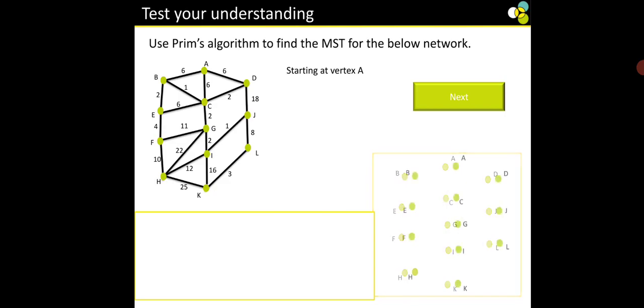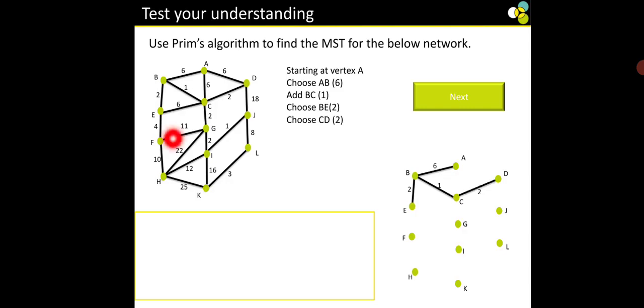Same here, we will automatically start with A. Then A to B is 6. Then B to C is 1. Then next we are going to choose B to E. B to E is 2. Then next we are going to choose C to D. C to D is 2. Next we are adding C to G. C to G is 2.